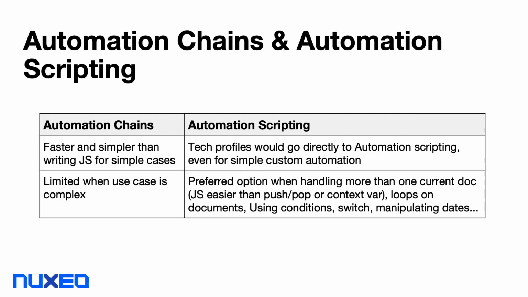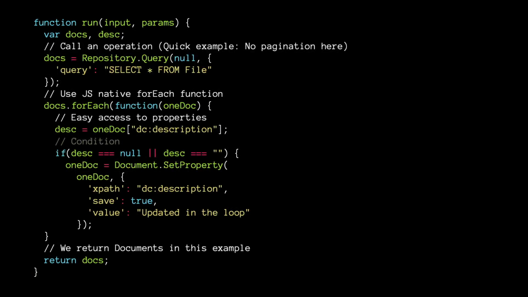Let's have a look now to a simple example. In this automation scripting, we are first declaring some variables to retrieve documents and description. Then we execute an automation operation to query some result. The query is about retrieving all the files. So docs variable is storing an array. We can use JS native forEach function to loop for every value of the docs array. For every value, we are retrieving the description.